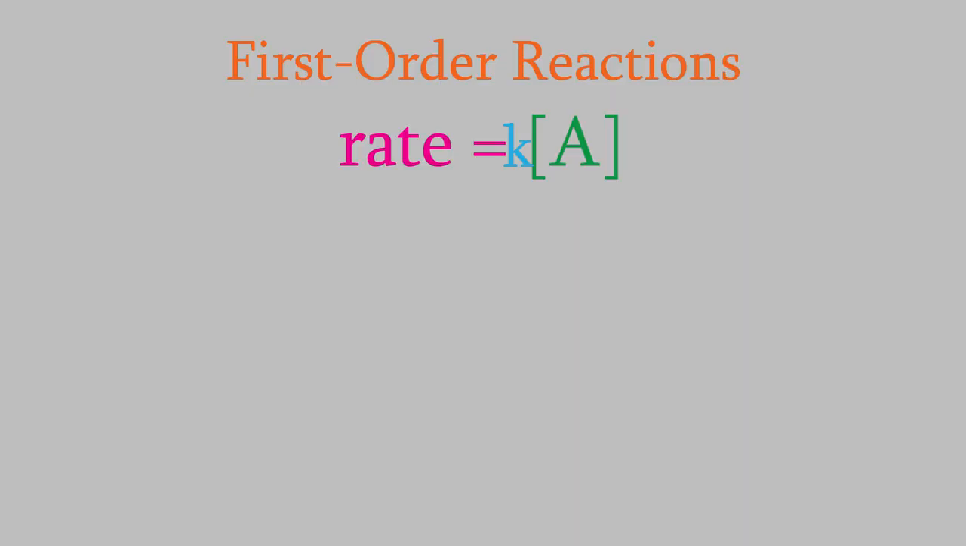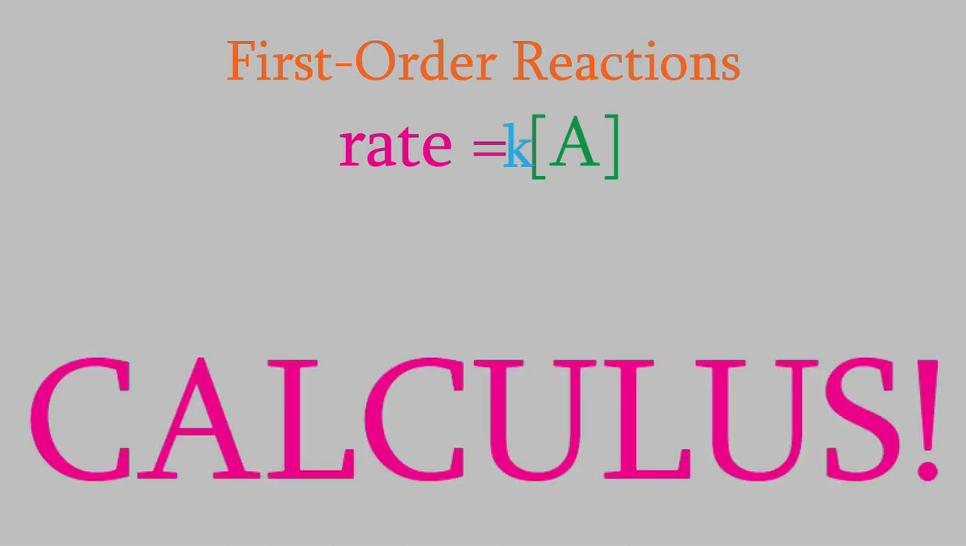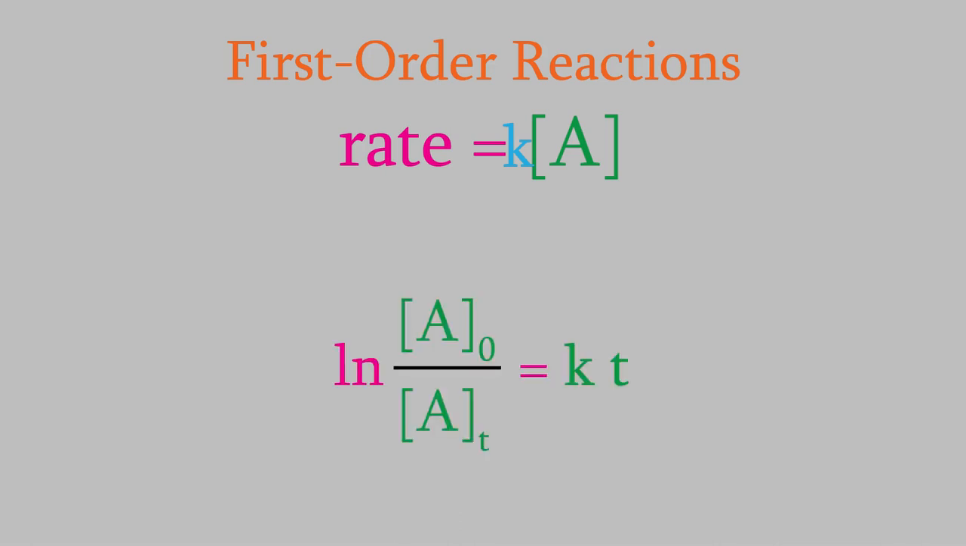But first, we need to perform a little math in order to rewrite this rate law to get an equation that ties together the concentration and the time. To do that, we need to use calculus. But I know many people taking general chemistry probably haven't had calculus yet, so I'm going to skip the math and just give you the answer. You'll get to learn about the math behind it if you take a course in physical chemistry, which I hope you will. Anyway, if we do that bit of calculus, we get this equation.